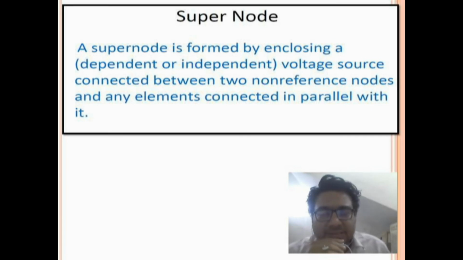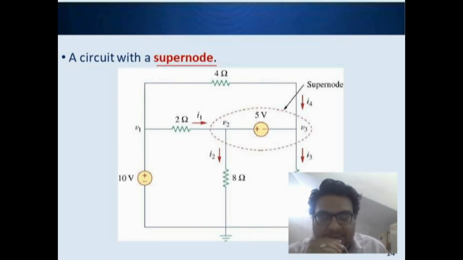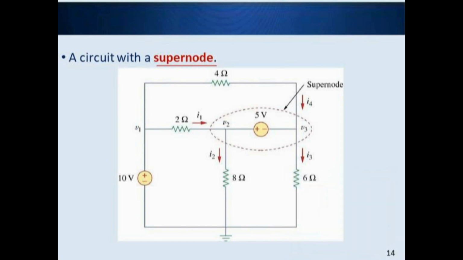So guys, after learning super mesh analysis, now we will study super node analysis. What is the condition for this problem? A super node is formed by enclosing a dependent or independent voltage source connected between two non-reference nodes, and any element connected in parallel with it will get excluded. As you can see, this is the circuit for the super node problem.